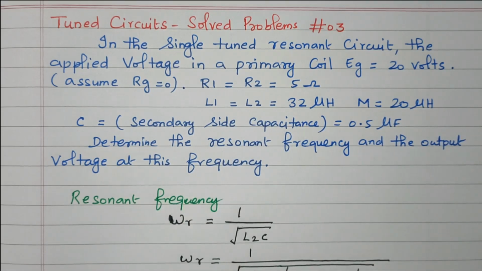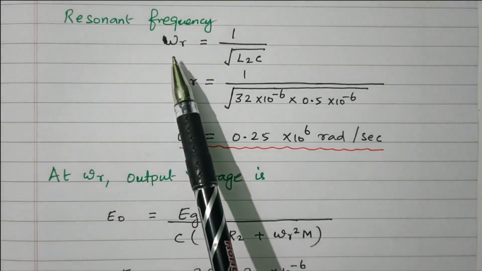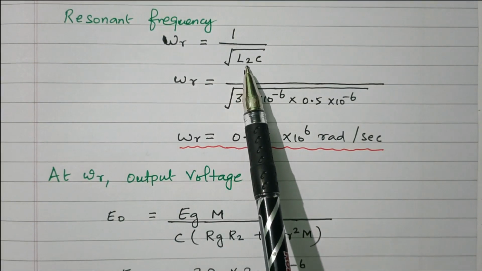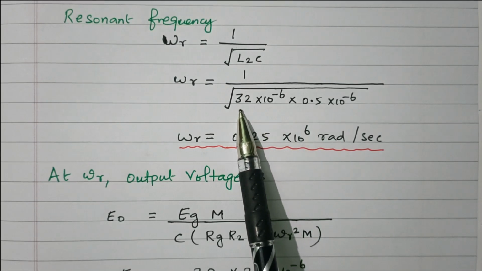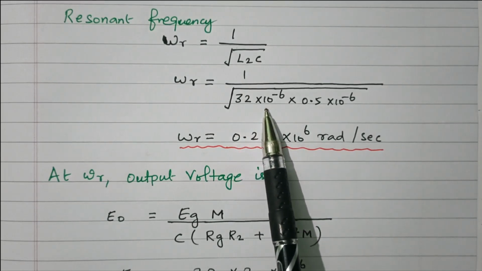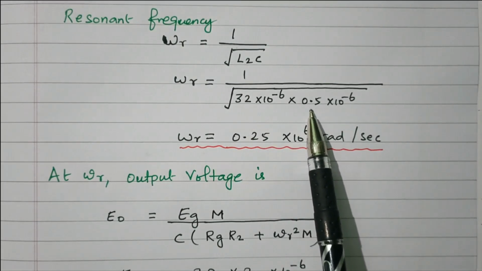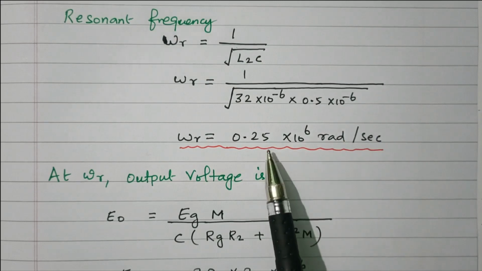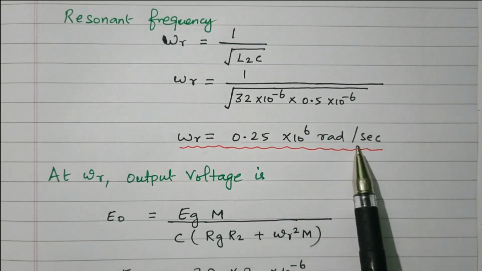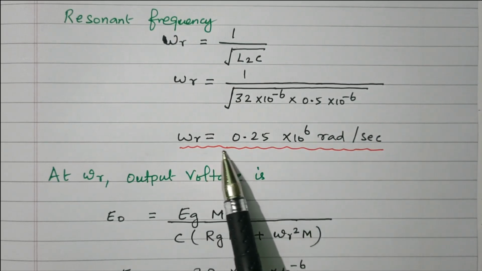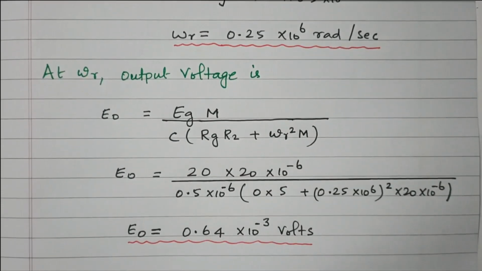Right. First we will find the resonant frequency. From the given data, omega r equals 1 divided by square root of L2 into C. Both these values are available. L2 is 32 microhenry, that is 32 into 10 to the power minus 6. C value is 0.5 microfarad, so 0.5 into 10 to the power minus 6. By simplifying we got 0.25 into 10 to the power 6 radian per second. So the resonant frequency is calculated. At this resonant frequency we will find the output voltage.